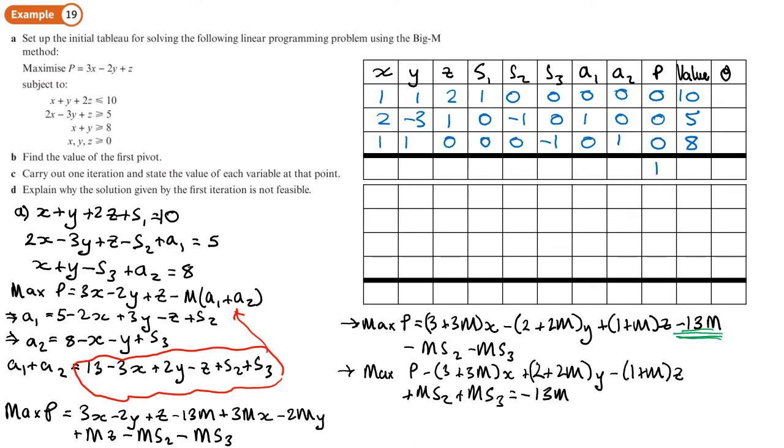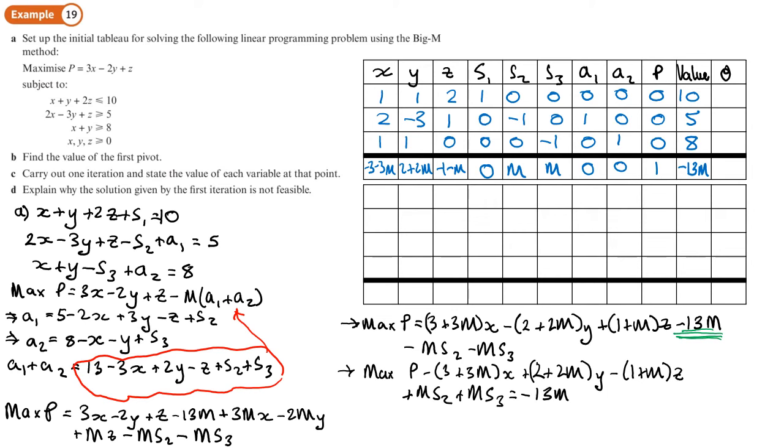So we've got p, and then coefficient of x is negative 3 minus 3m. So let's write it like this, minus 3 minus 3m. Then for y, it's 2 plus 2m. Then z, it's going to be negative 1 minus m. For S1, it's going to be 0. S2 and S3 are both m. And its value is negative 13m.